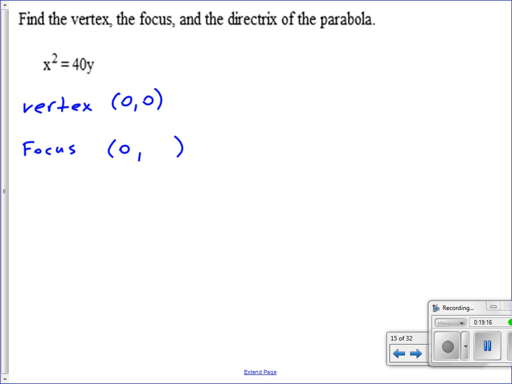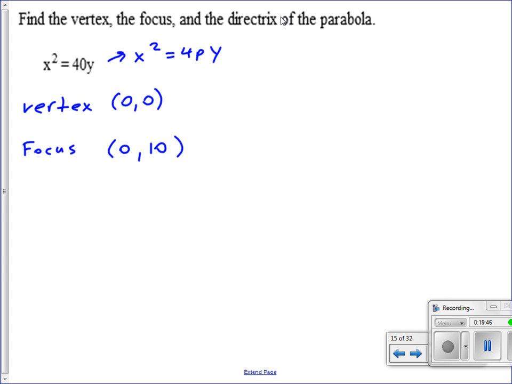How do I find what the focus is? It's 10. Who said 10 over here? Yeah, you take the number that's in front of y in this case and you divide by 4. Remember, it looks like this: x squared equals 4py, and p is our focus, so we just divide 40 by 4, we get 10. So this is 10. It's opening up, it's a positive 40, so our focus has to go up.